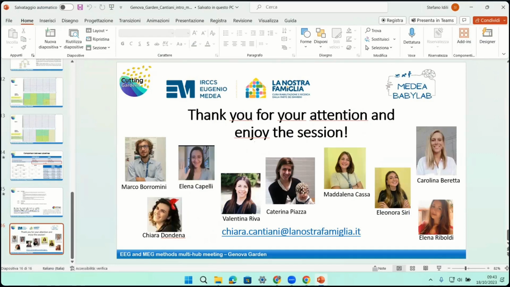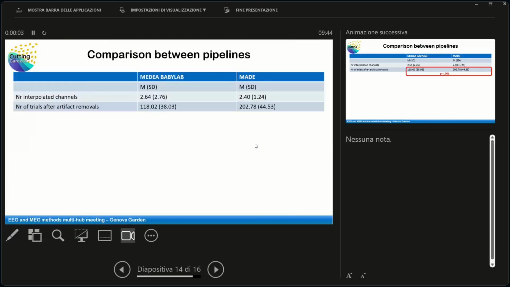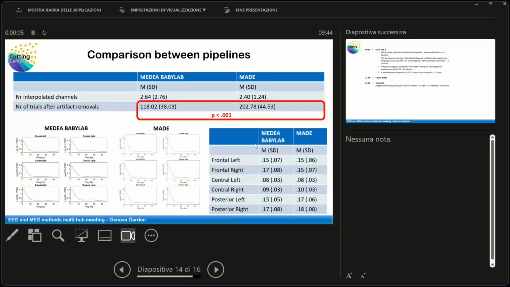So what do you make of the comparison between your pipeline and the MADE pipeline? You say that it's much better to keep more data, but if the outcome is the same, then the argument goes both ways, right? It's much better to, but at the same time it doesn't really matter. So you might as well just stick with your pipeline.